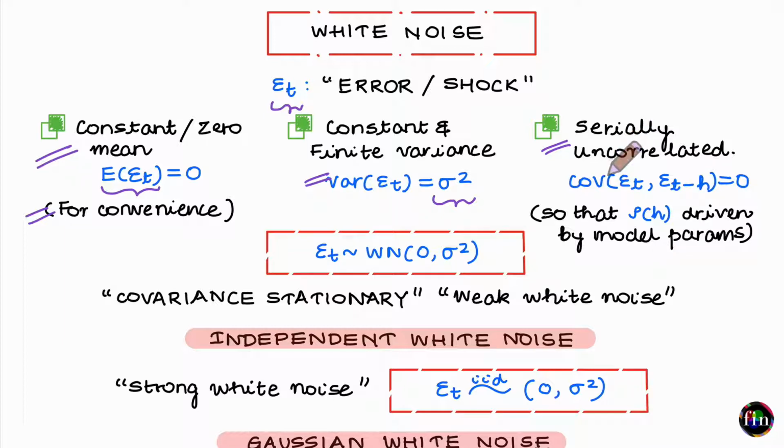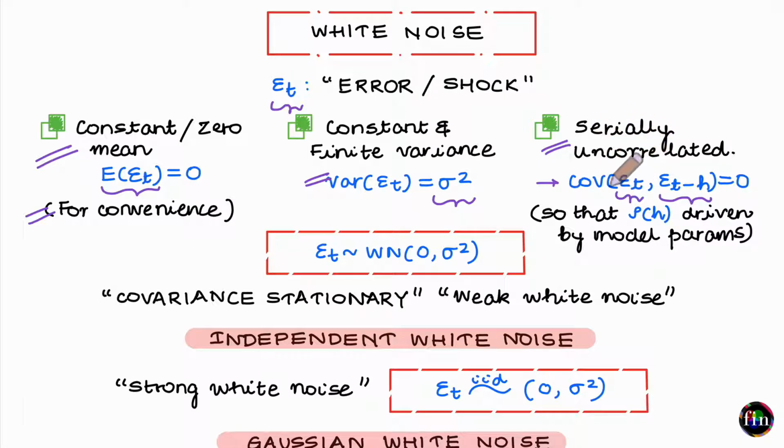What that means is that if you were to write down the covariance of epsilon sub t with epsilon observed, let's say, h periods back, which is epsilon sub t minus h, then this covariance turns out to be 0, and because this autocovariance is 0, the autocorrelation is also equal to 0. So we say that white noise is serially uncorrelated.